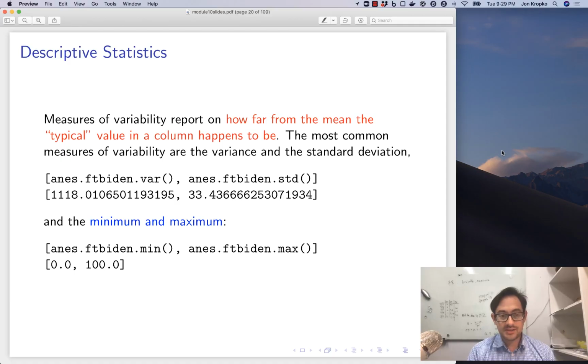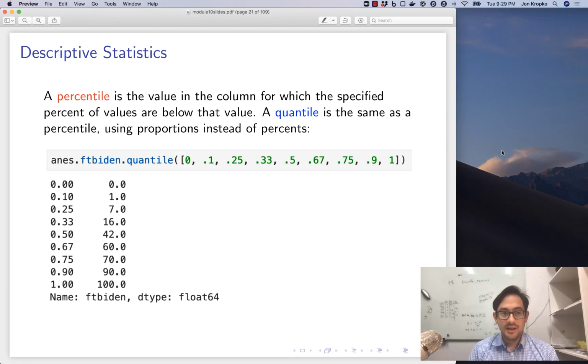For the minimum and maximum, we have min and we have max. And so for Biden, it goes from 0 to 100, no surprise. Percentiles are the values in the column for which a specified percent of the values are below that value. So if we're talking about the 30th percentile, then the 30th percentile is equal to a value for which 30% of the rows are less than that value.